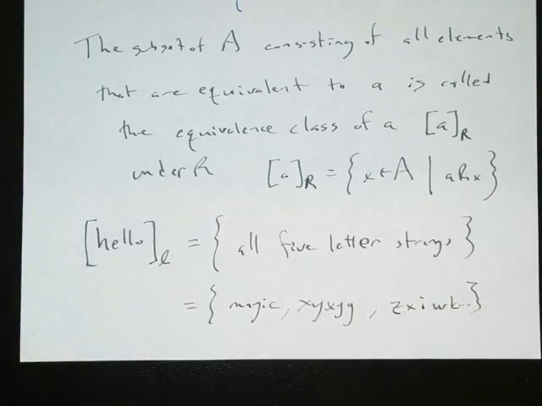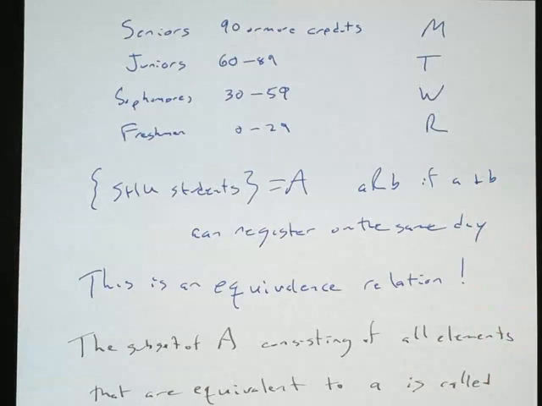There you go. There are some examples of 5-letter strings. Anything whose length matches the word we started with are equivalent under the relation L. And this is why we call them classes of students. Any student who has between 0 and 29 credits is in the freshman class, because that was our equivalence relation right here.